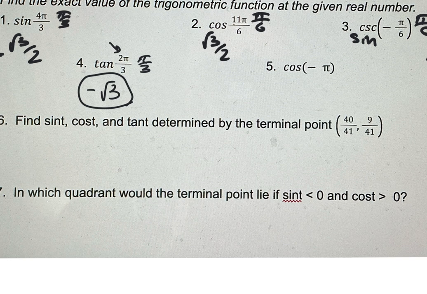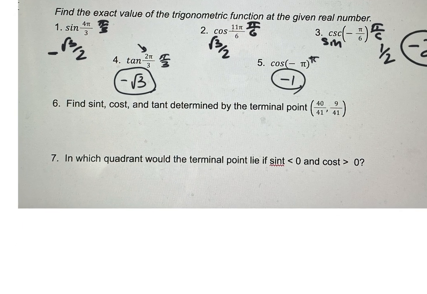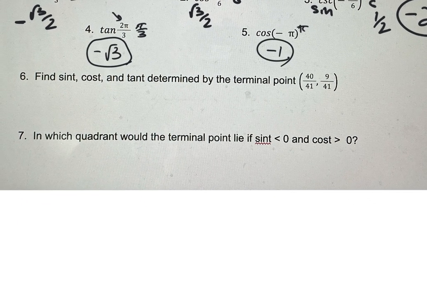Cosine negative pi, I'm thinking about cosine pi, which is -1. And by the way, pi and negative pi are at the exact same spot. It's -1.